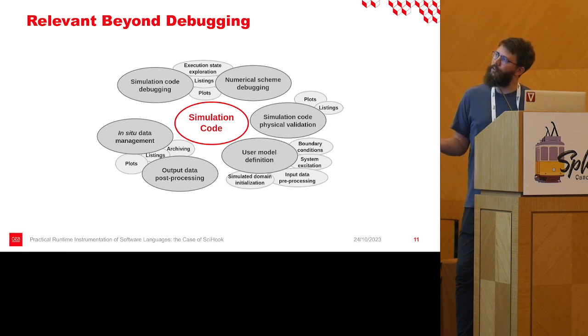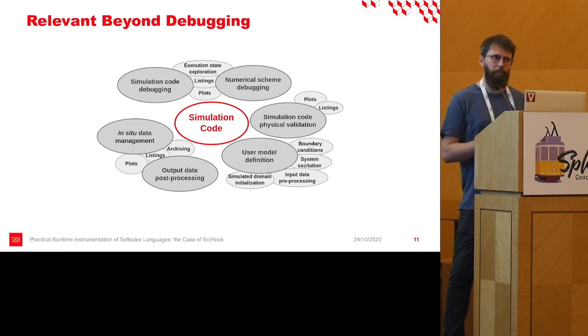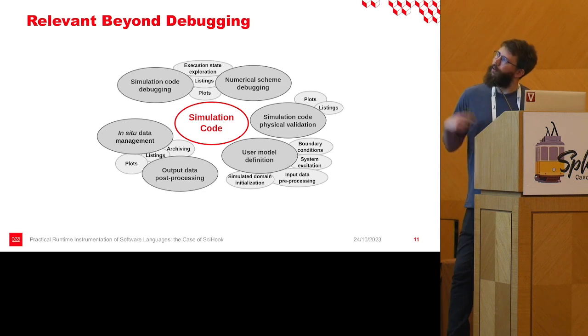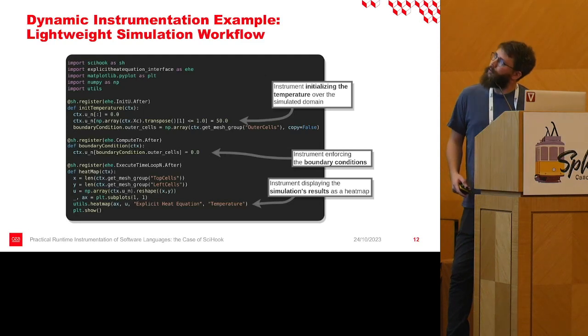Or they also need to pre-process their data and to initialize their simulated domain with some agility. And here, SciHook is also quite useful because you can do this in Python instead of filling XML files and so on. So here is a quick example of how it can be used.